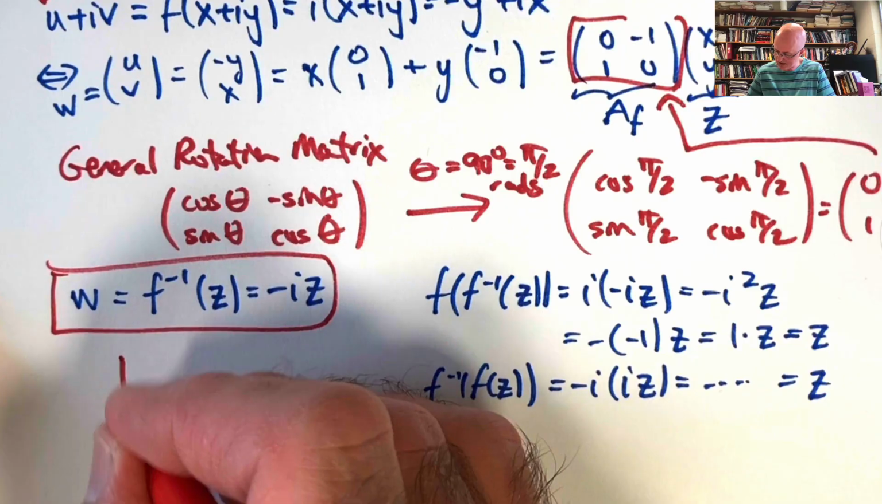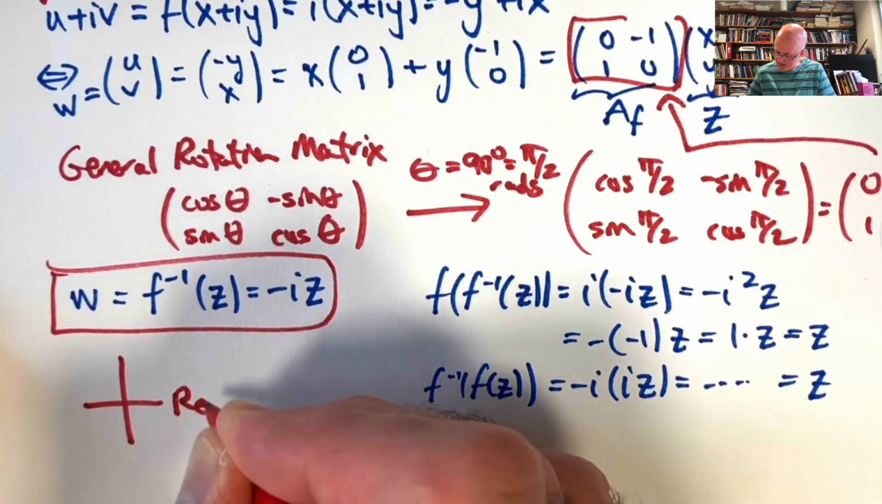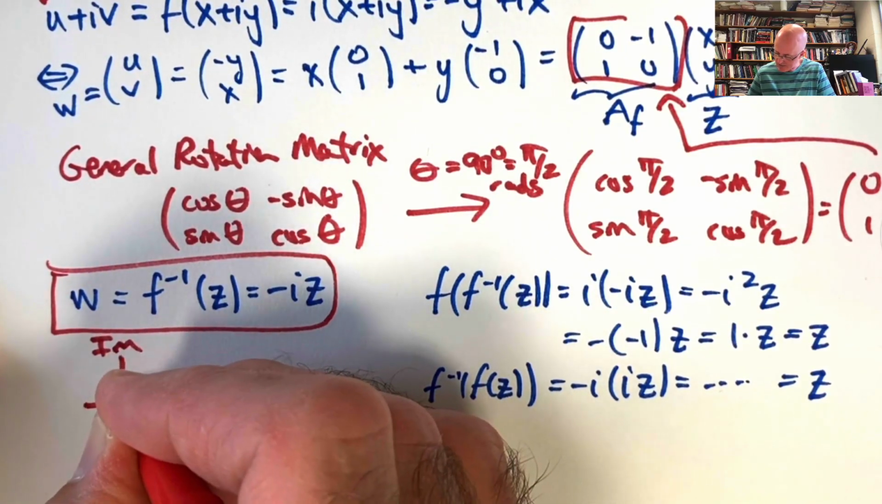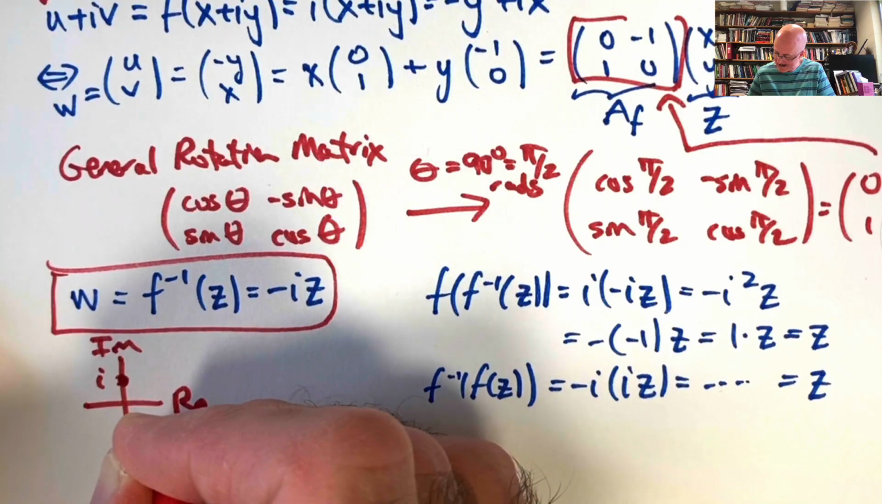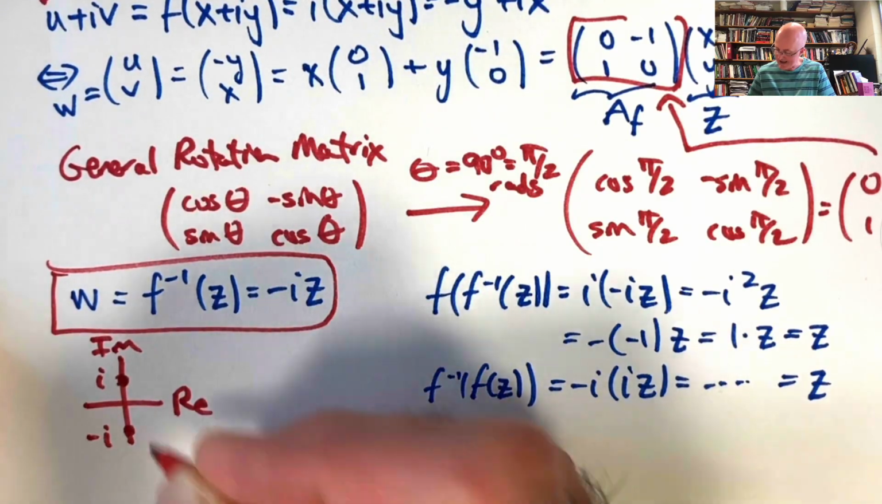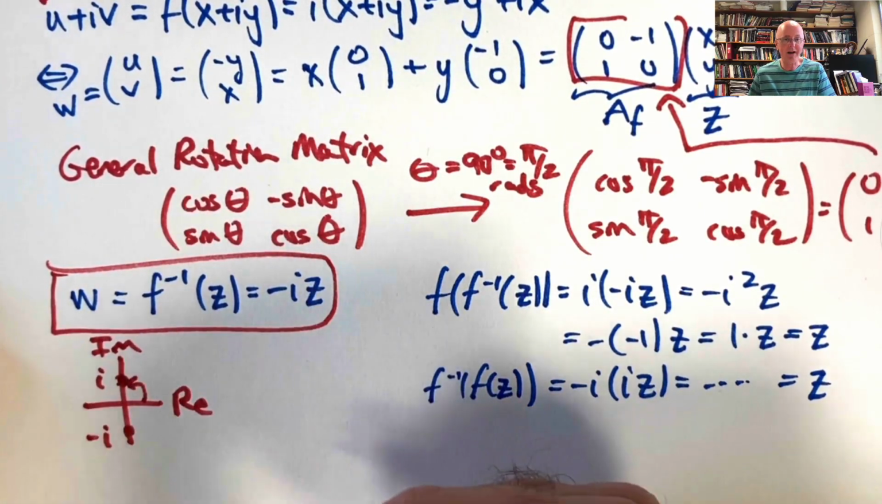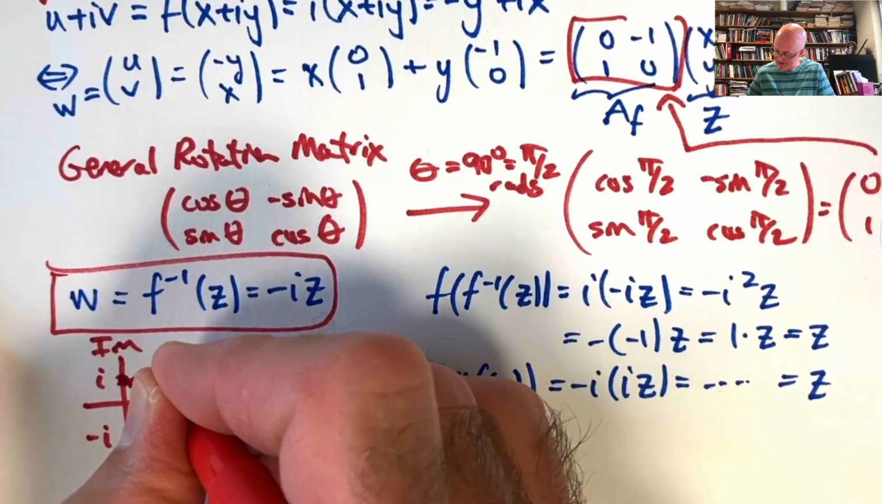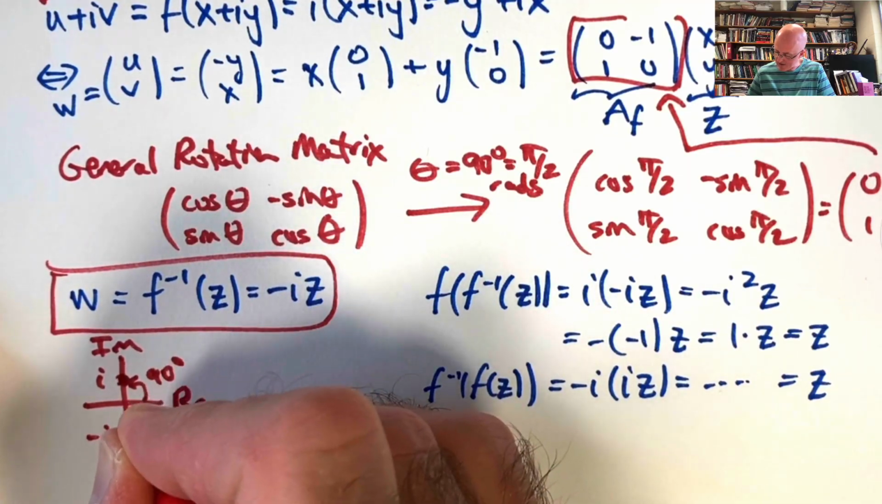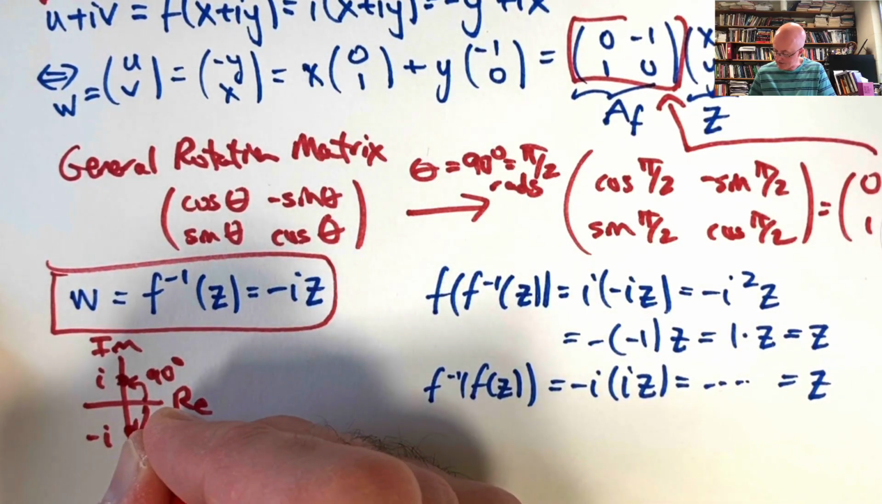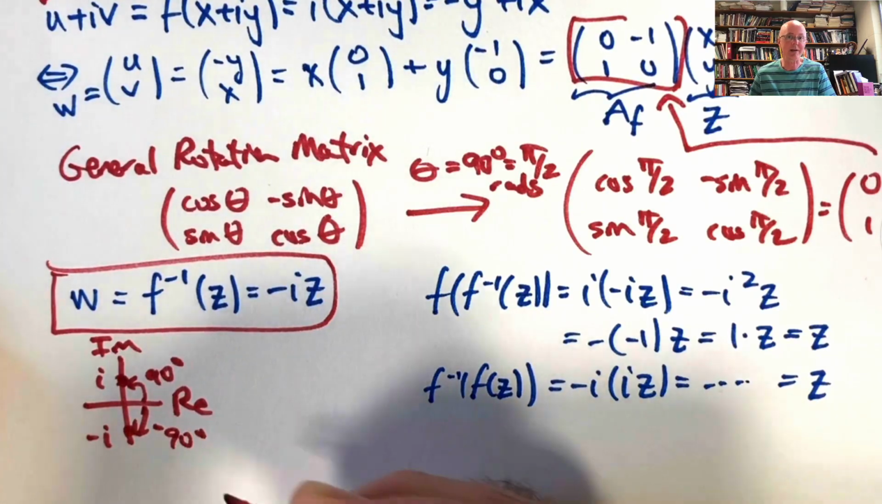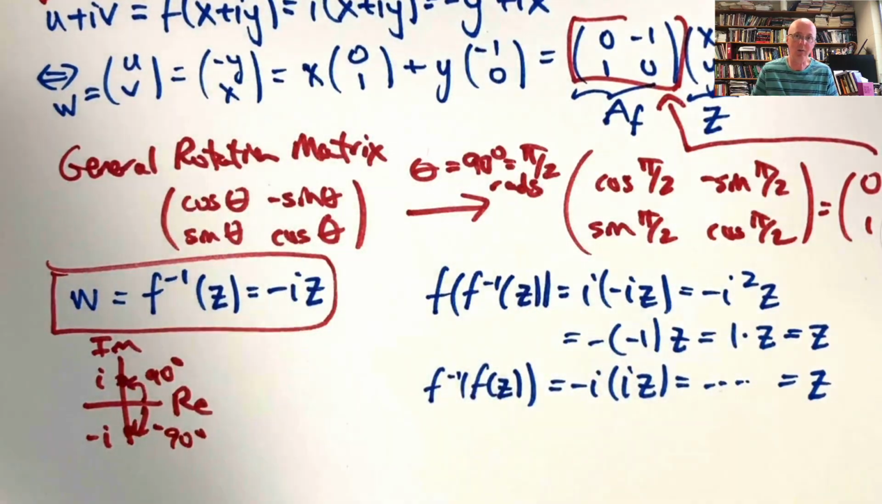You think about the complex plane. There's your real axis, here's your imaginary axis. Remember, i was up here and negative i is down there. The angle for i with the positive real axis is positive 90 degrees, and the angle for negative i with the positive real axis is negative 90 degrees. That corresponds to a clockwise rotation.